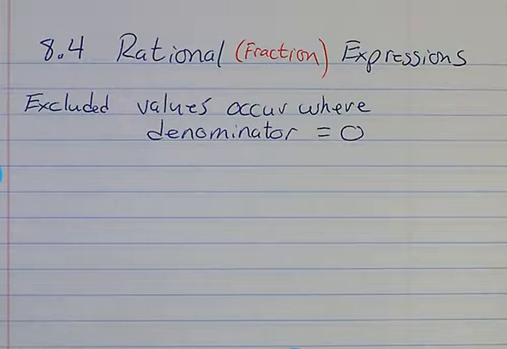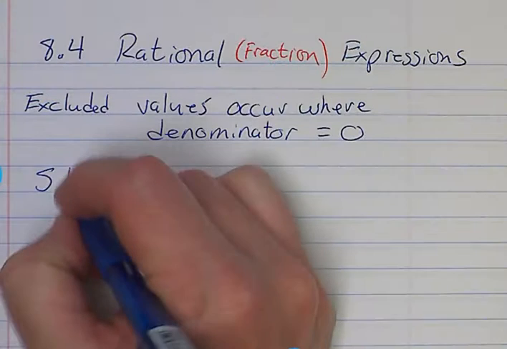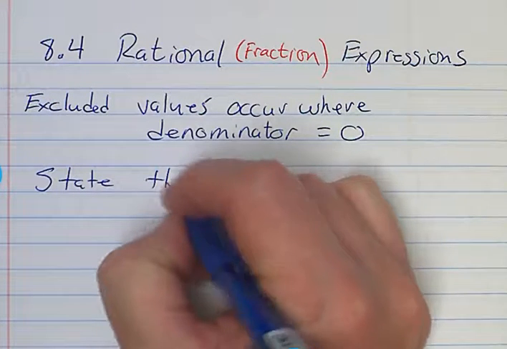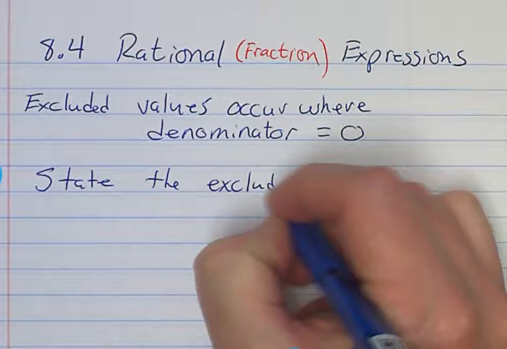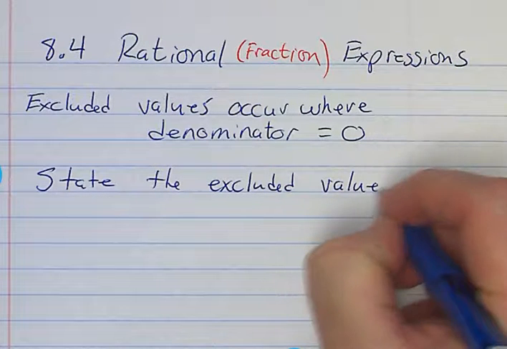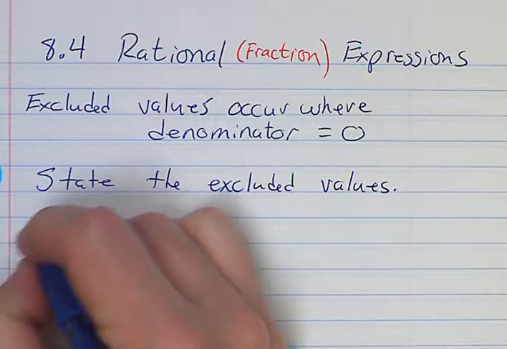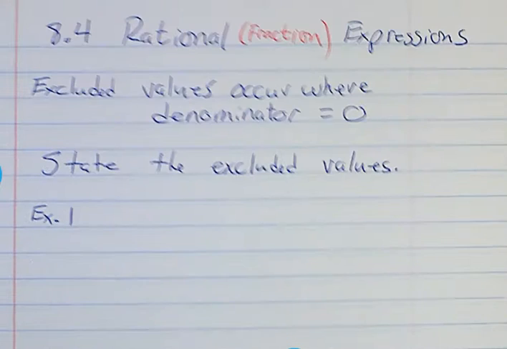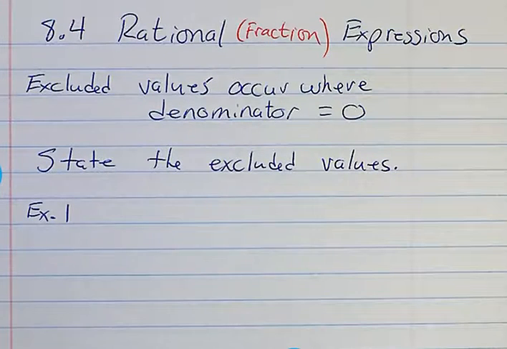So the first few questions are going to be just that. We're going to be asking you, okay, tell me where this thing has excluded values. And then after that, we're going to start working up to adding and subtracting and multiplying and dividing in the next few sections. Okay, here we go. So the first few examples, we're just going to state the excluded values, and then the later part of section 8.4, we're going to add a little bit more to that.